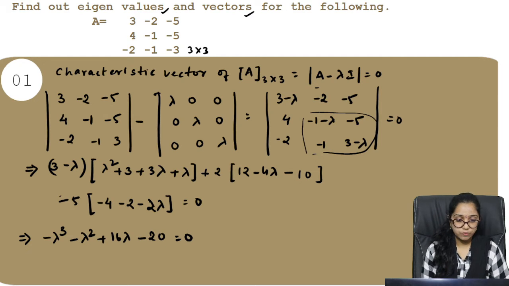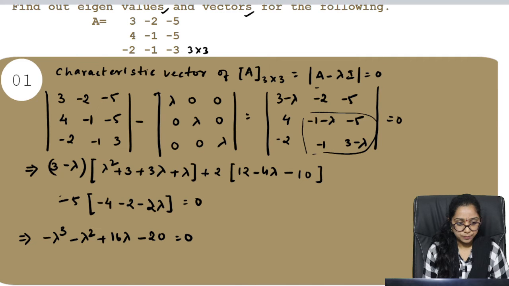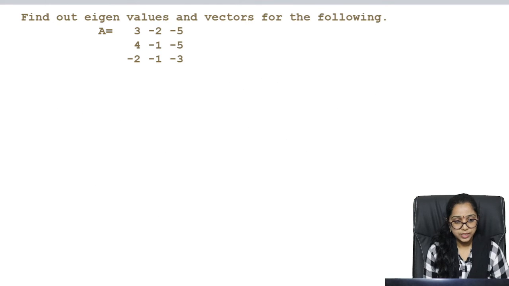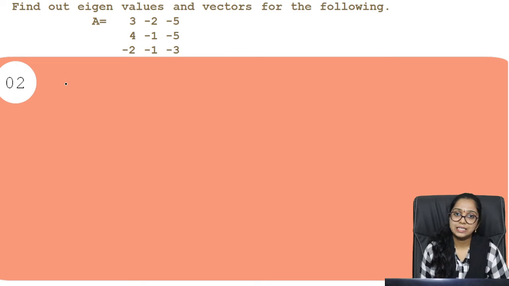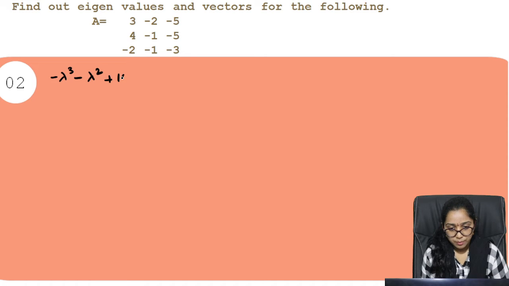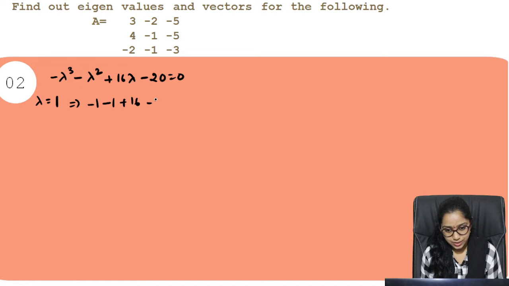Now to find the eigenvalues, we have to use a trial and error method for λ³ − λ² + 16λ − 20 = 0. First we will try λ = 1, which should satisfy this equation. Substituting 1: −1 + 16 − 20, which is definitely not equal to 0.